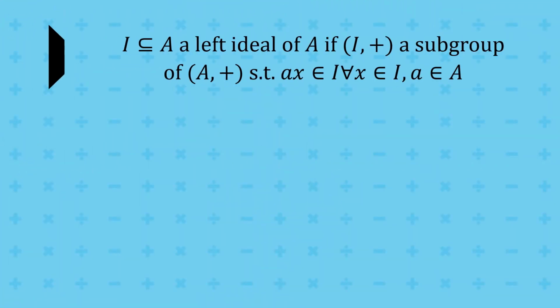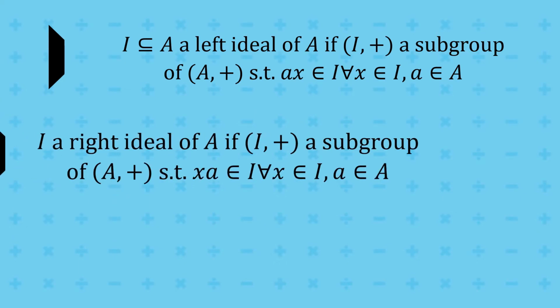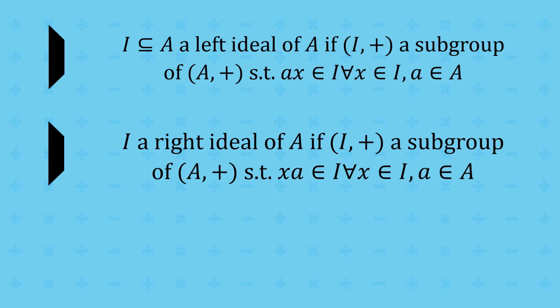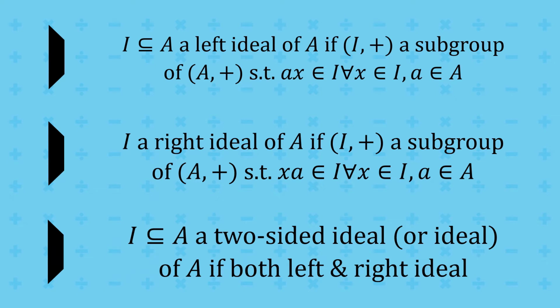Now let's define an ideal. We say I, a subset of A, is a left ideal of A if I with addition is a subgroup of A with addition such that ax is in I for all x in I and a in A. Similarly, I is a right ideal of A if I with addition is a subgroup of A with addition such that xa is in I for all x in I and a in A. We say I, a subset of A, is a two-sided ideal, or just an ideal, of A if it is both a left and right ideal.